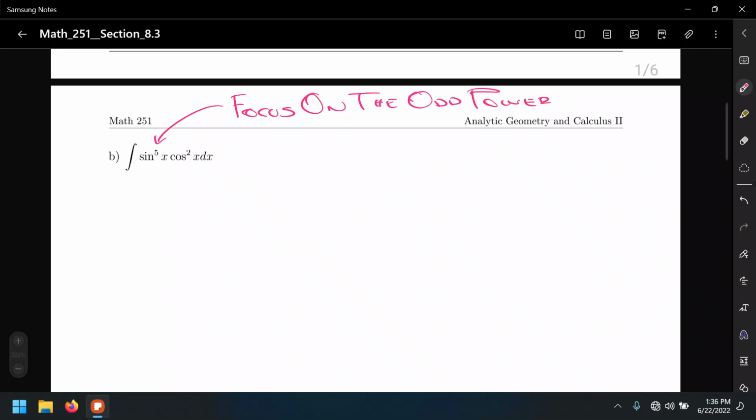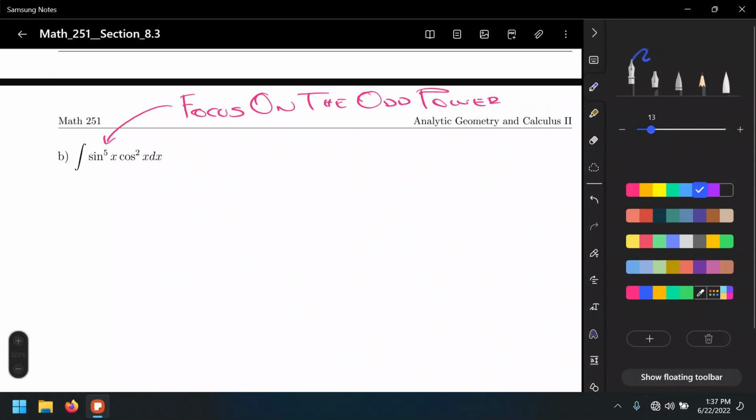I know what you might be thinking. Well, yes, we can also use the power reduction formula, but there is a problem with using it here: 1 plus cosine 2x over 2. The problem is that we will have trigonometric functions with different angles, and our purpose is to deal with functions having the same angle all the time. So that's why we get this done by just focusing on the odd power.